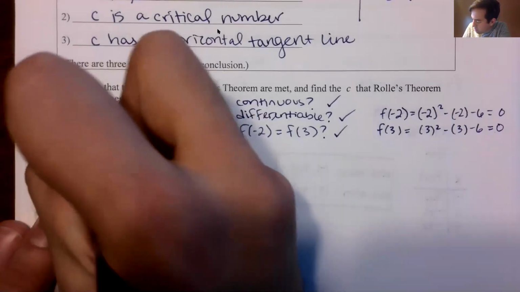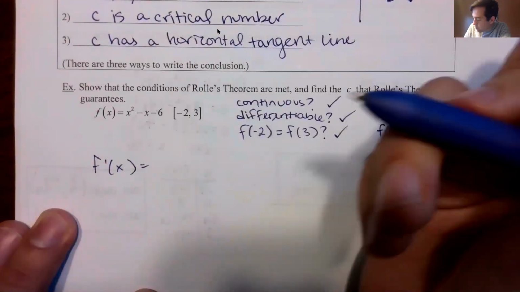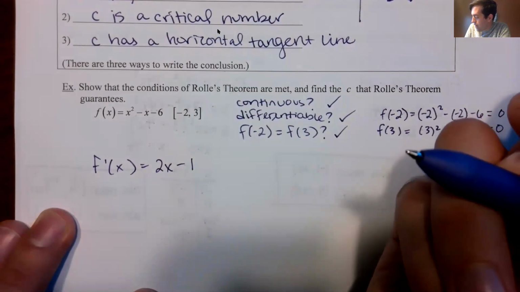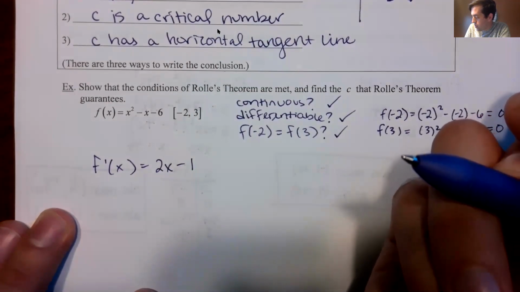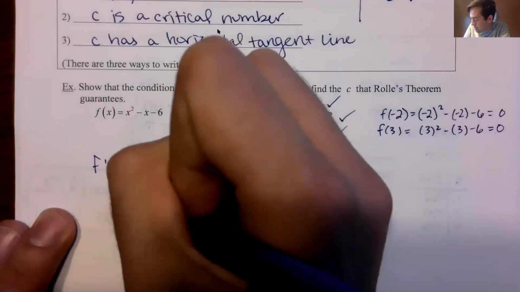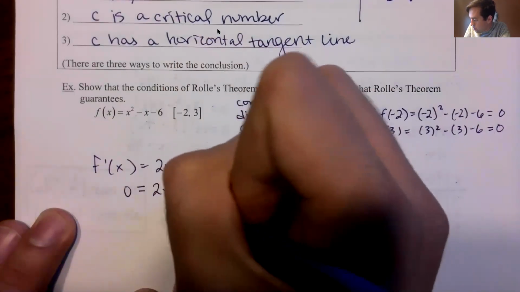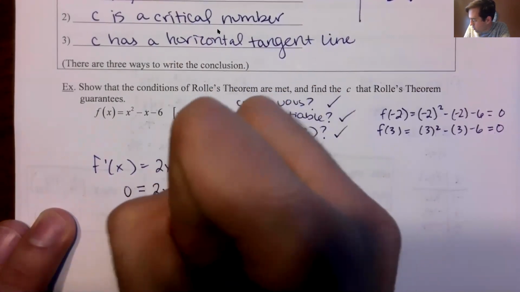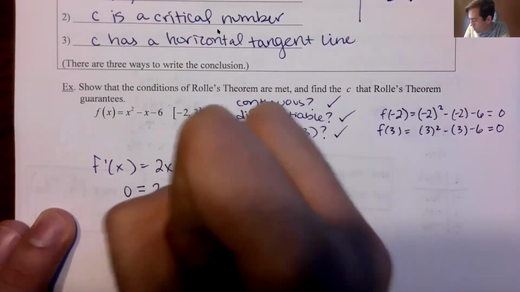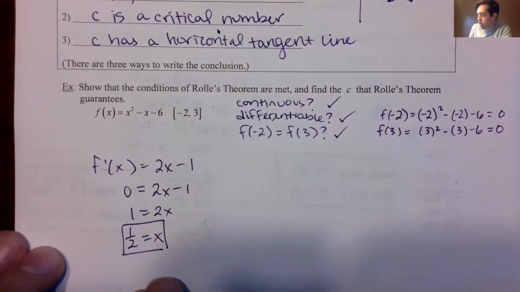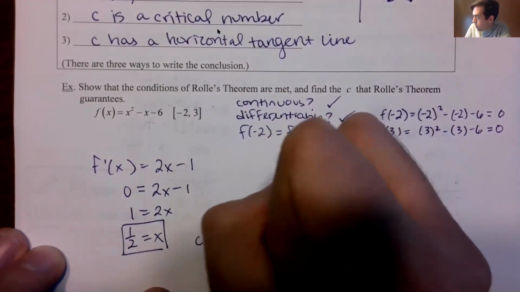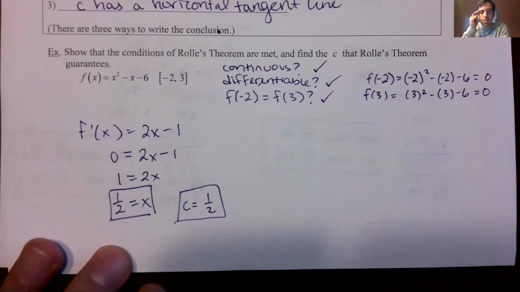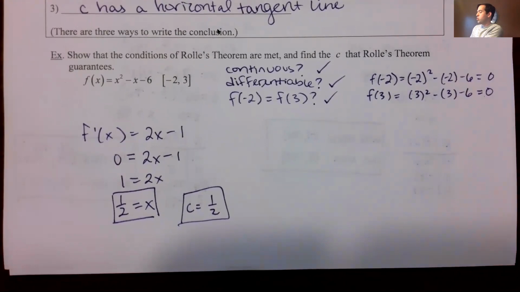So the derivative here is going to be 2x minus 1, and we need to know where this c value is. So where is the x value where the derivative is 0? So we're going to set that equal to 0 and then solve. So that's the c. So c equals 1/2. That's the c that makes this true. All right, cool. We're going to keep going.